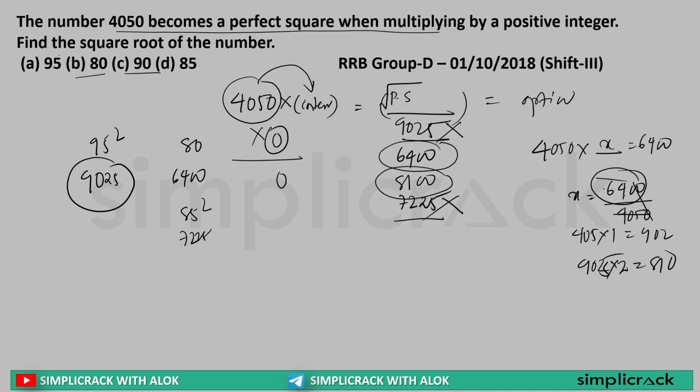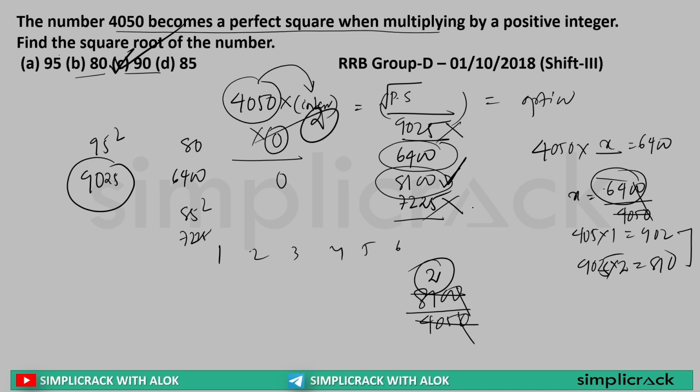So by any chance, it won't be 640 because it is not 402 or 810. Integer means what? 1, 2, 3, 4, 5, 6 and so on. So this is not the right option. What is remaining? 8100. So 8100, that means 90 is my right answer. Why? Sir, 8100 divided by 4050 is there. 0 crossed out. 405 multiplied by 2 is equal to 810. So the integer is 2. Clear? So the number will be 8100. Square root of 8100 is equal to 90. So the right option is 90.